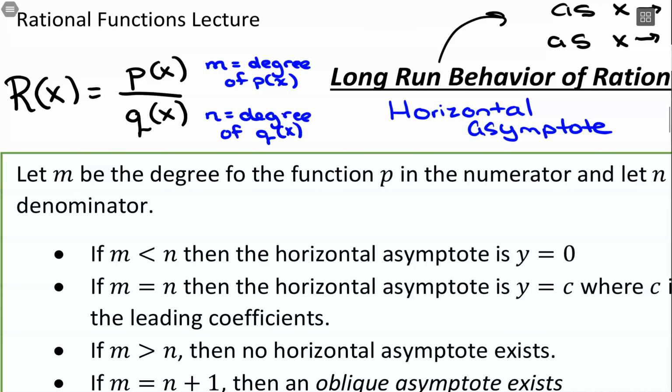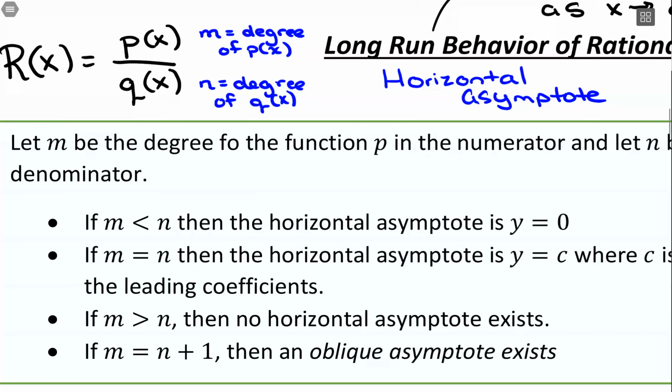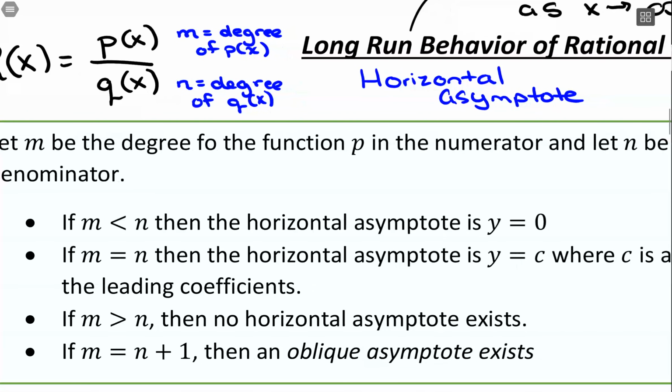As we can see, we are going to have a list here of if the degree of the numerator is smaller than the denominator, if they're equal, if the numerator is larger, and then we'll have kind of the special case of if the numerator's degree is exactly one more than the denominator, where something kind of special happens. We'll look at a graph with it, but we're not going to work on actually calculating it. So I'll read through these quickly, but we'll look at examples dealing with each of these.